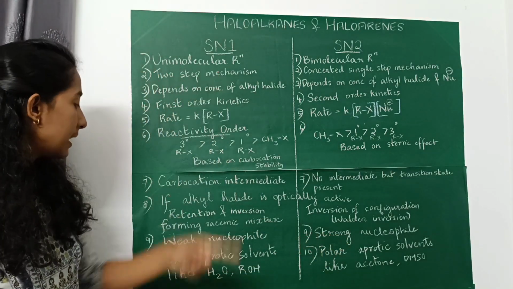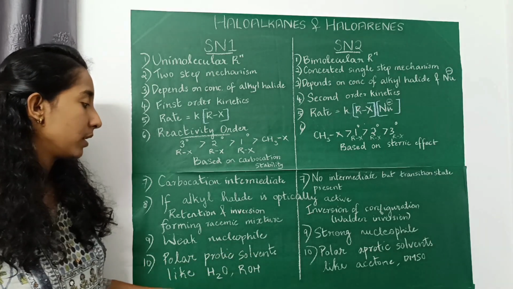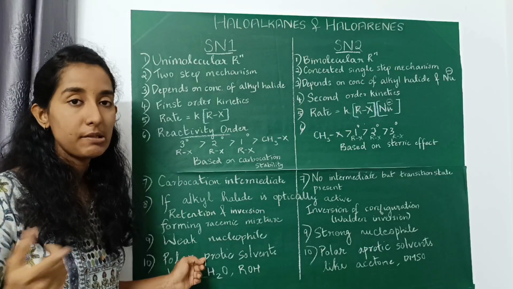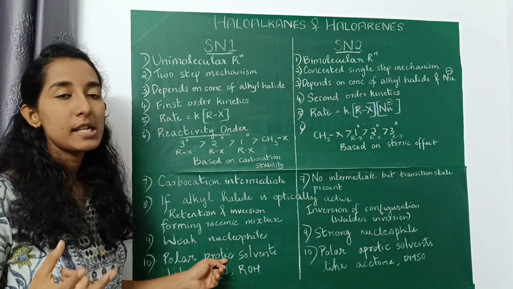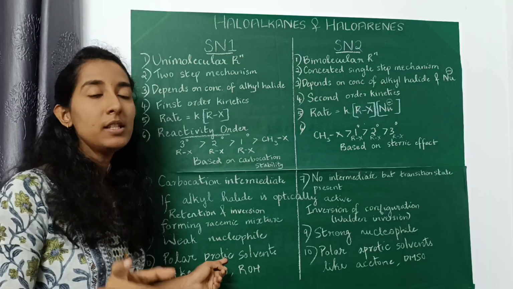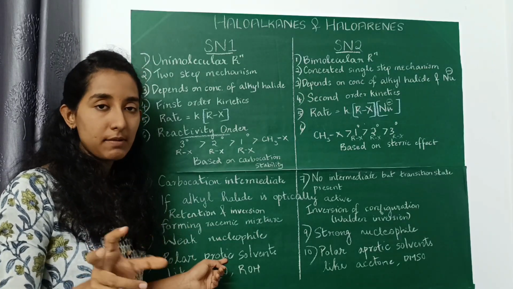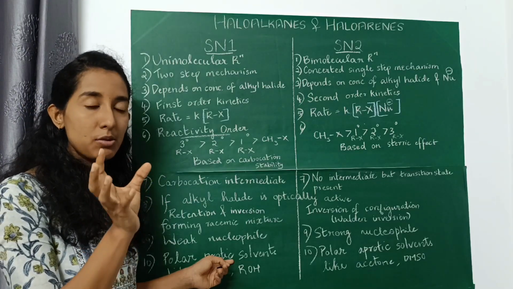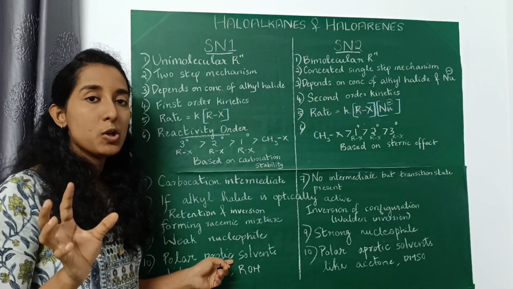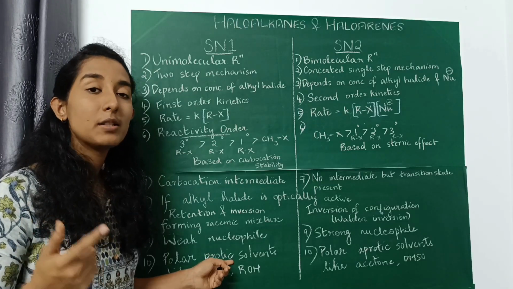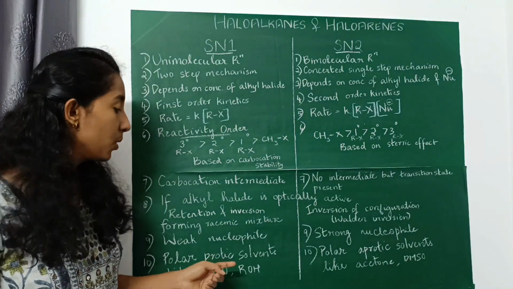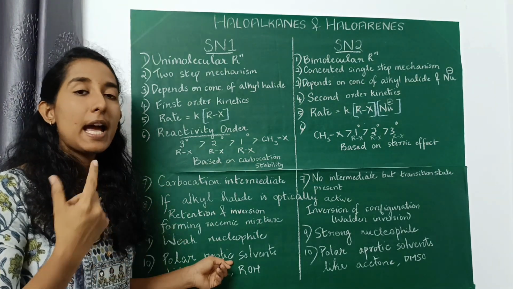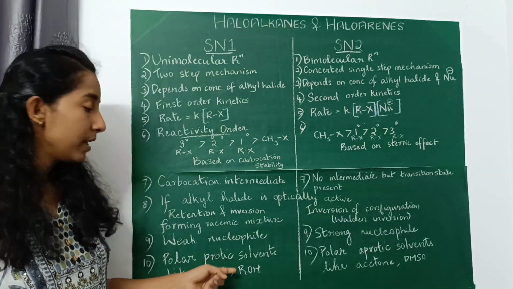Okay. Then for SN1, polar protic solvents like water and ROH are preferred. Actually, polar compounds have an electronegativity difference. And protic solvent means when hydrogen is attached to an electronegative atom. For example, when hydrogen is attached to oxygen, there will be an OH bond, and due to this there will be hydrogen bonding. Such solvents we call protic solvents.